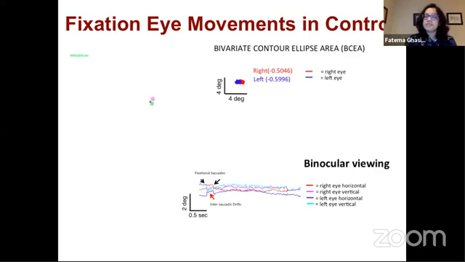Now, frequently fixation eye movements are quantified using a measure called bivariate contour ellipse area, or BCEA. Basically, when you plot horizontal and vertical eye position on the X and Y axes, you get this cloud of fixation points. The more stable the fixation, the more tightly packed together the points are going to be. When you fit an ellipse to this area, that area is the bivariate contour ellipse area. So the smaller the BCEA value, the more stable the fixation, and there is less fixation instability.